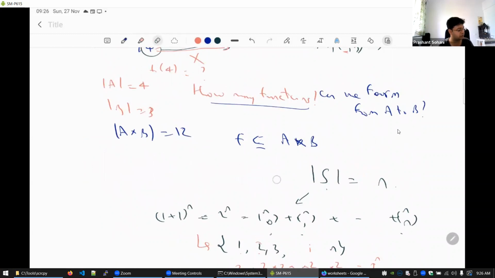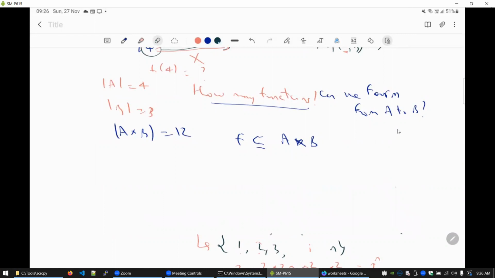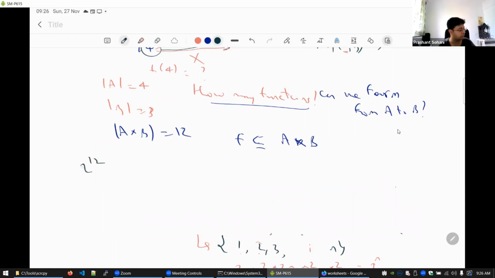Your A cross B had 12 elements. So how many such subsets can you form? 2 to the power 12. But now just think about it. We cannot choose just any subset.